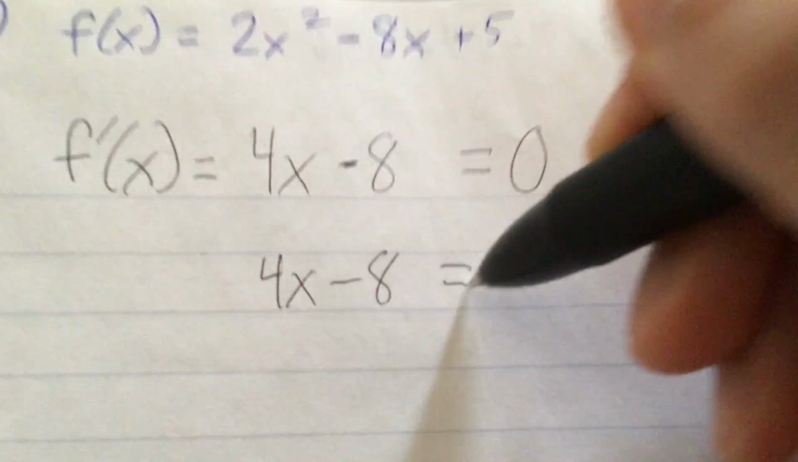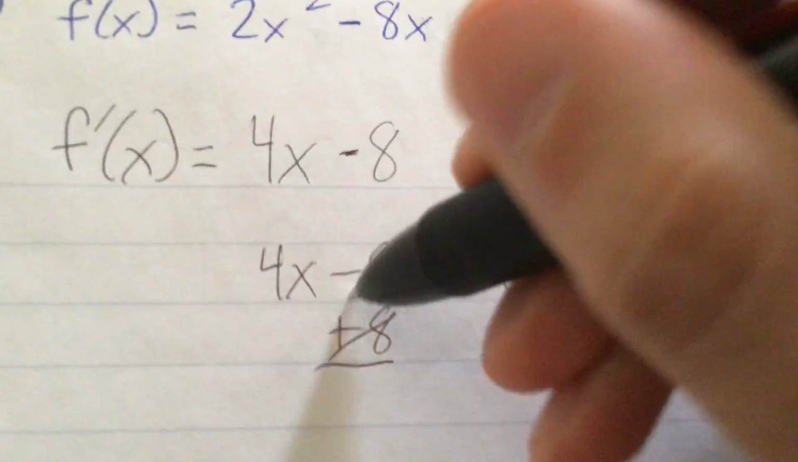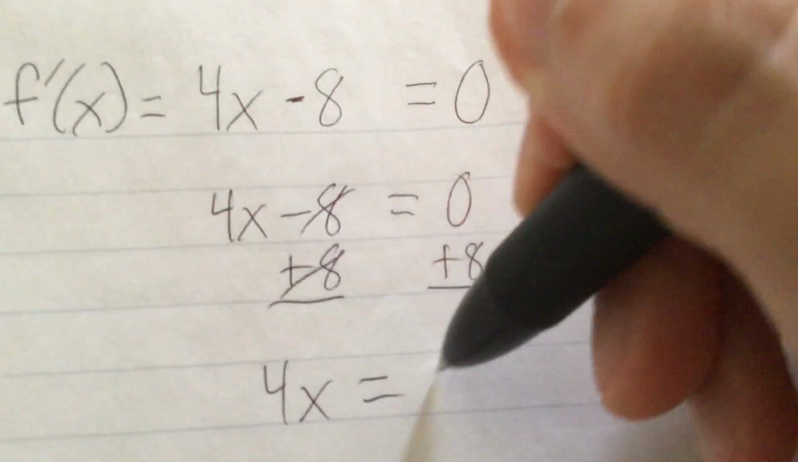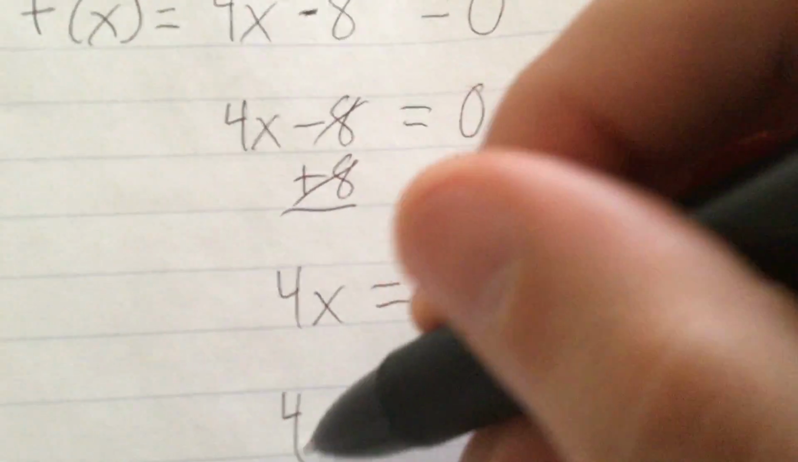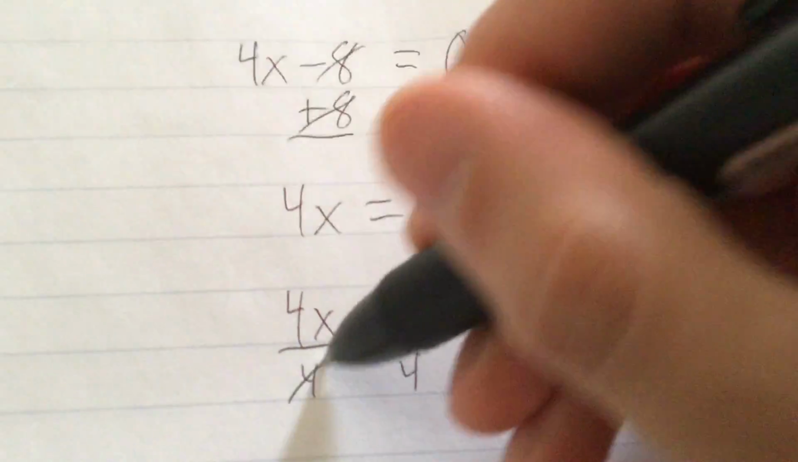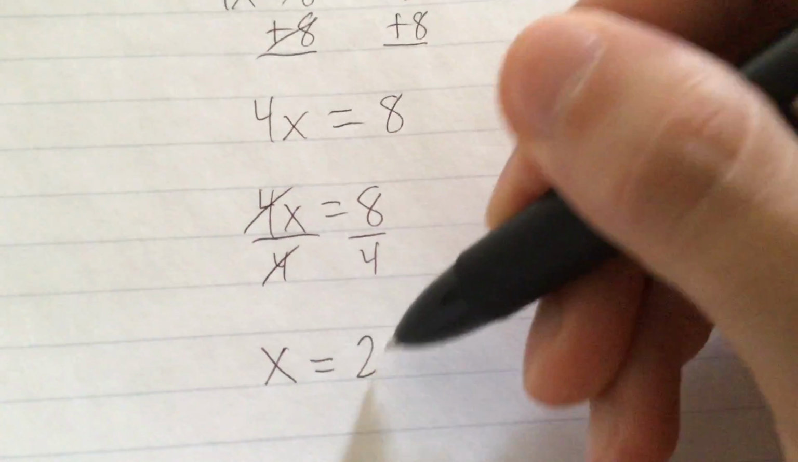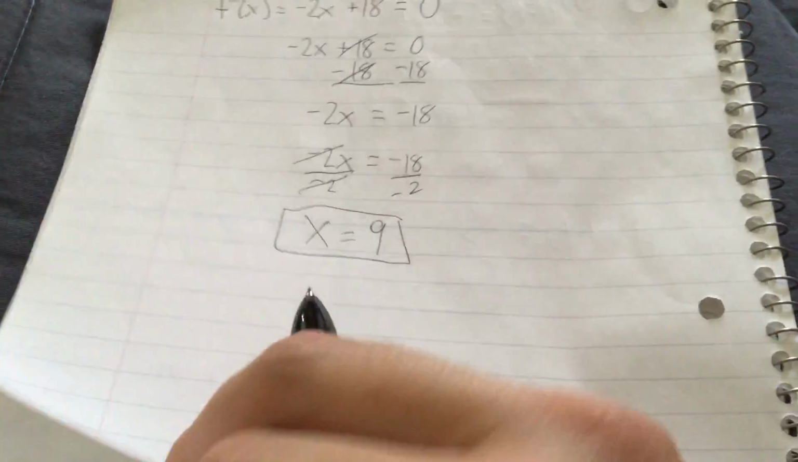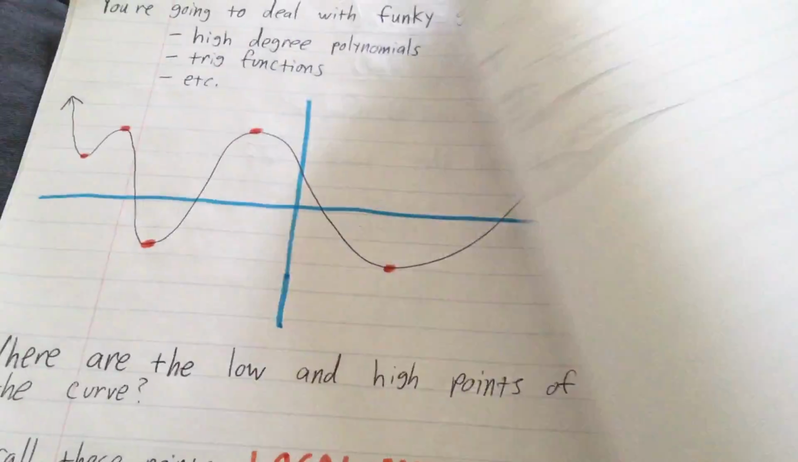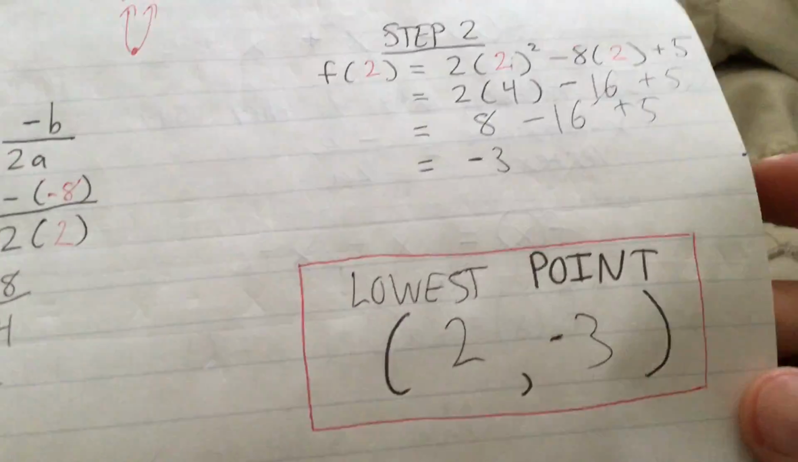So 4x minus 8 is equal to 0. We're going to add 8 to both sides. 4x is equal to 8. And then we're going to divide both sides of the equation by 4. So then x is equal to 2. You go back to what we did. So then the second step after that would be to plug in x is equal to 2. Let me see, that was problem number 3. When x is equal to 2, y is equal to negative 3, and that would be my vertex.